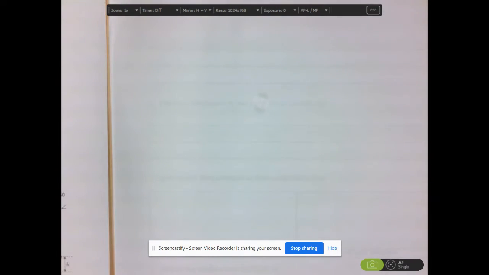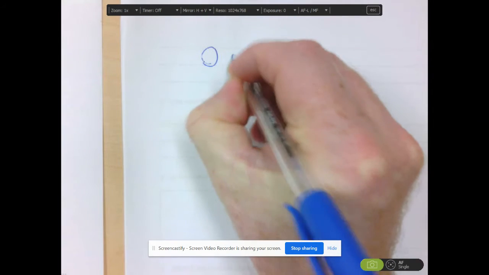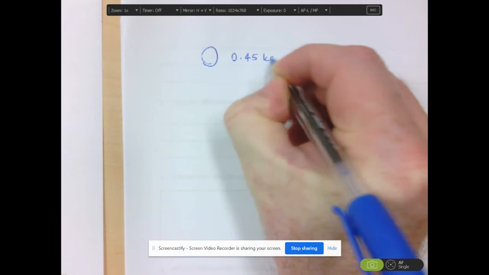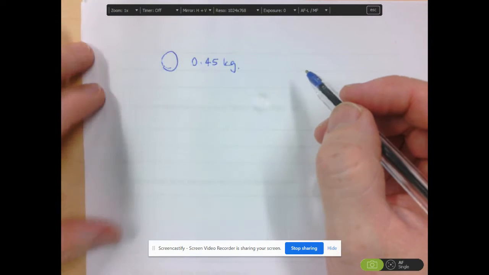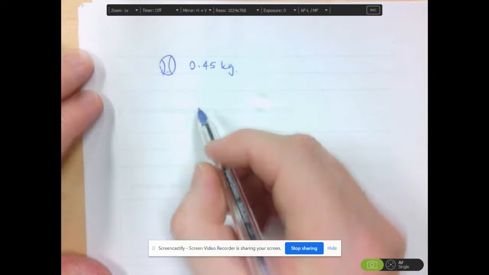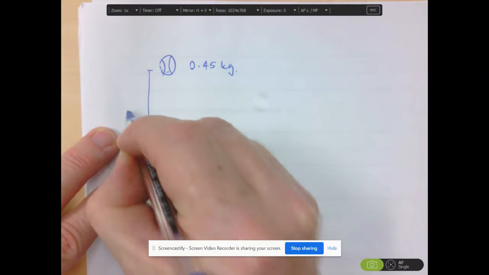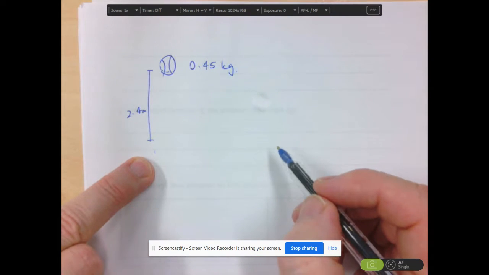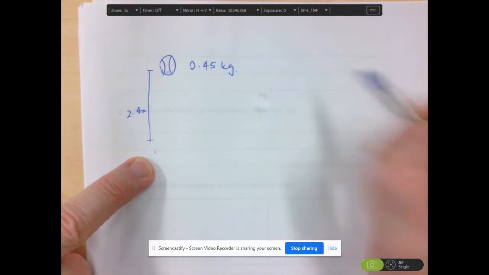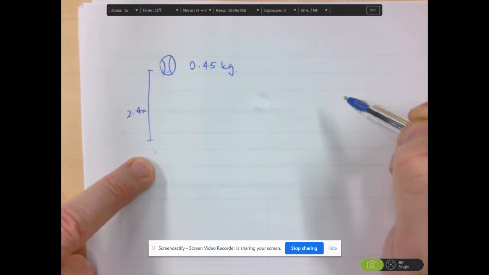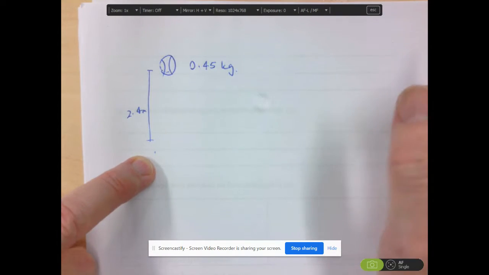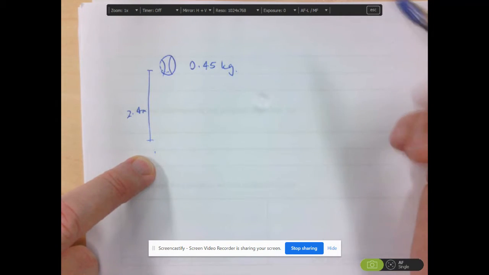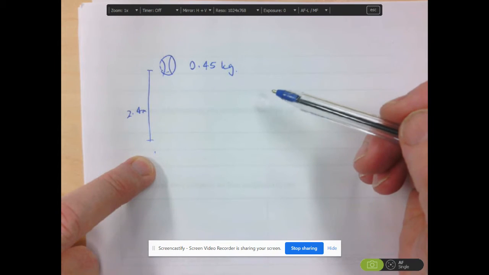Firstly, the basketball has a mass of 0.45 kilograms. Remember, we don't work in anything other than kilograms. And it's going to be dropped from a height of 2.4 meters, and it's going to hit the ground. Remembering that in all of these situations we are assuming that mechanical energy is conserved. In other words, there is no loss of any energy out of the system due to a force acting against the motion such as friction or air resistance.